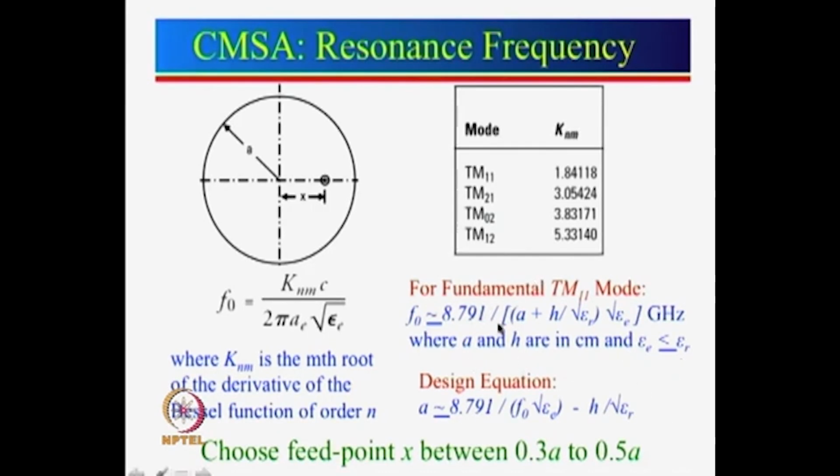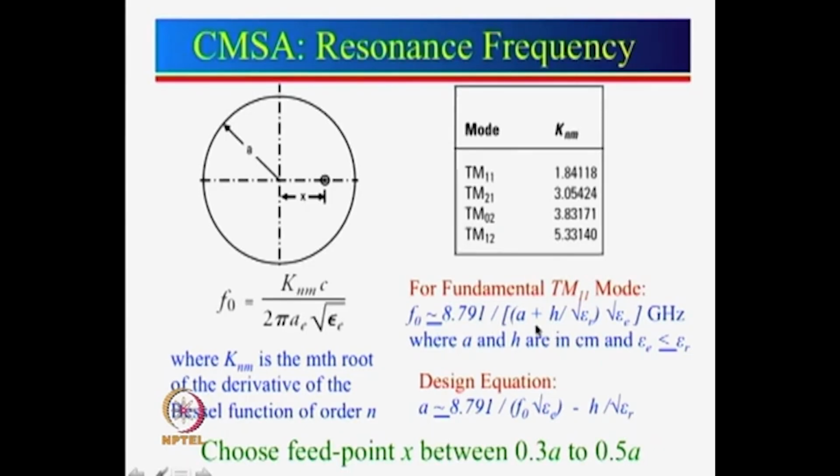So that is how this number comes. Now this equation can be simplified to become a design equation. That means if F0 is given and substrate parameters are given, then we can find out what is the value of A. So just look into this here.